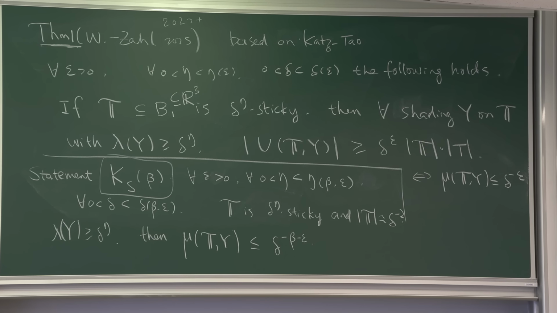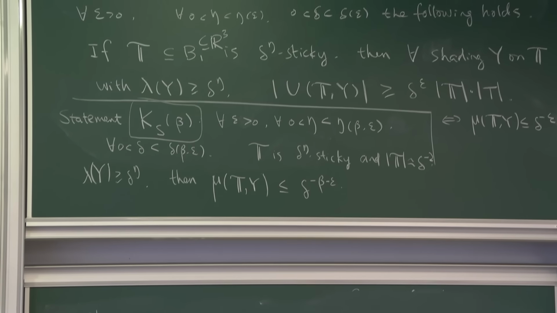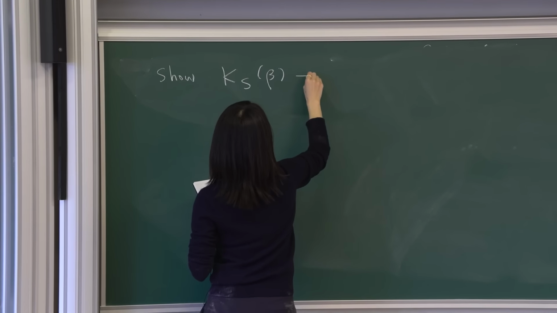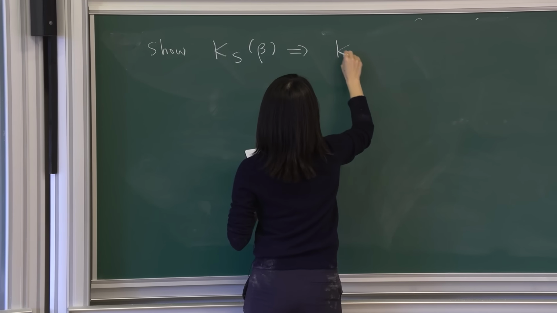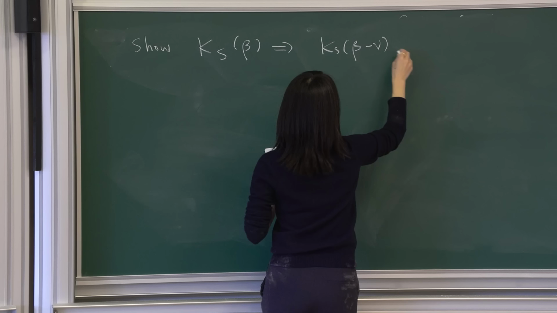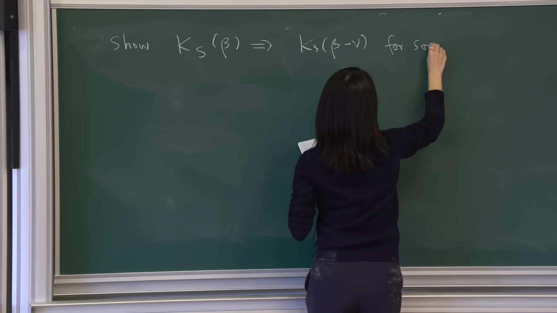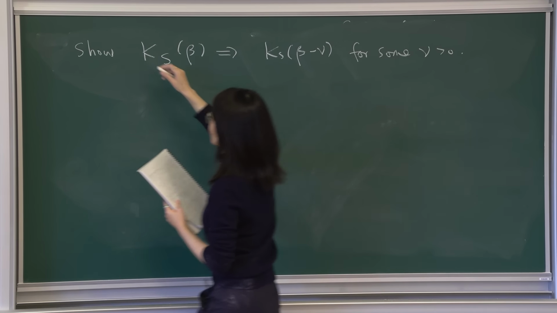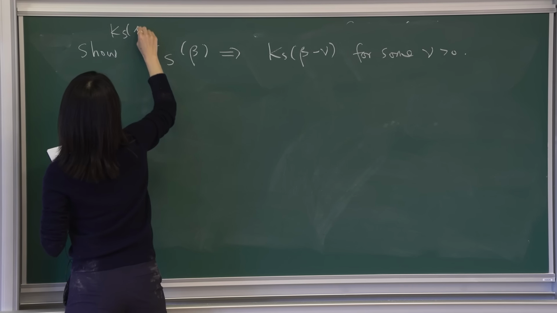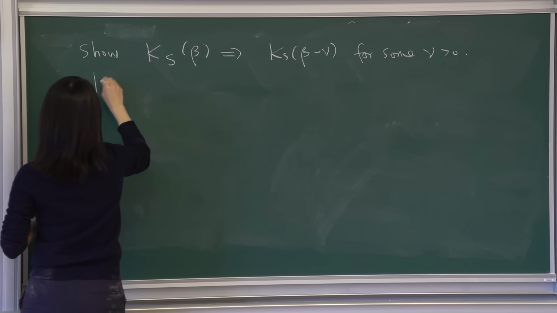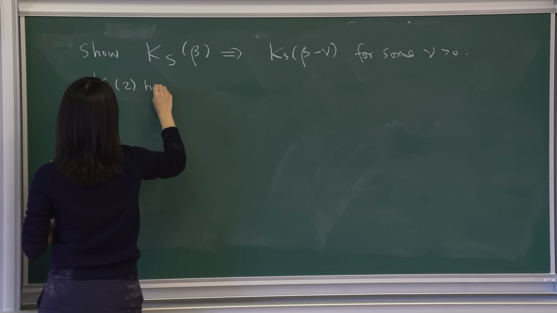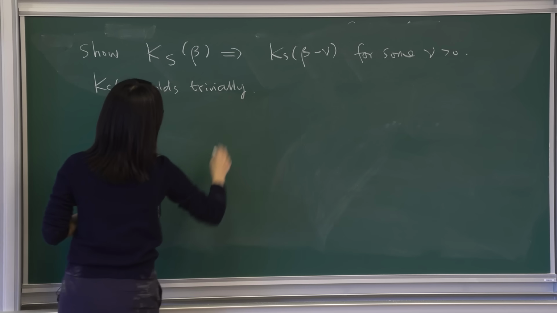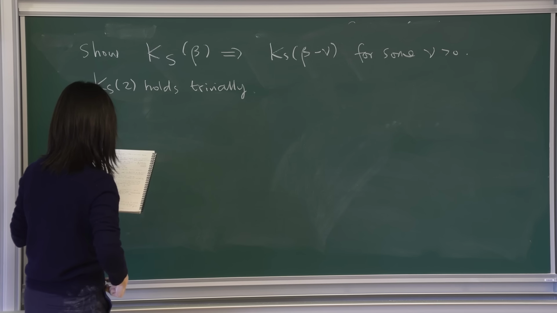So we are going to prove that K sticky beta implies that, for some new nu positive, if beta is positive, K sticky beta plus nu holds. K sticky 2 holds trivially. And so this is a self-improving argument.